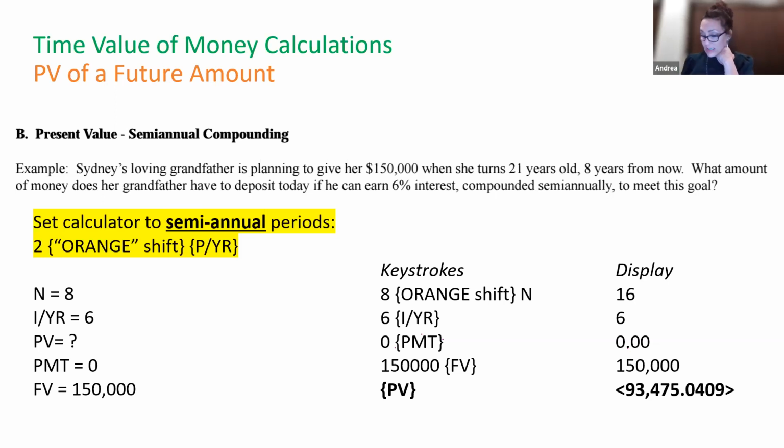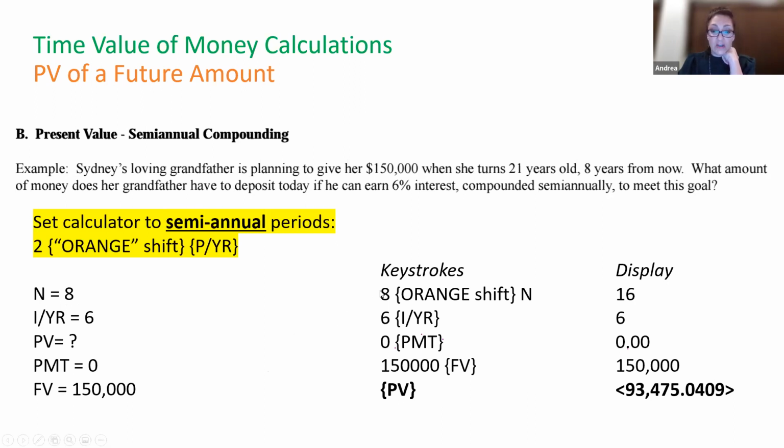All right, so we're going to set our calculator to semi-annual, which is 2 periods. So you're going to do 2 shift button P/YR. And then I'm going to just make sure I have it set right by clearing my calculator. All right, our variables are, it's going to be 8 years is our number of years. It's 6% interest rate. We're solving for present value. There is no payment. And we know that the future value is $150,000.